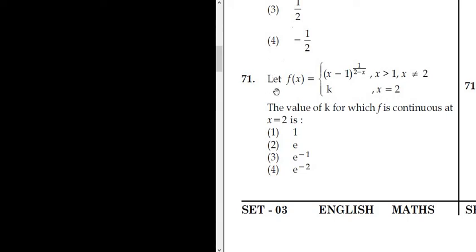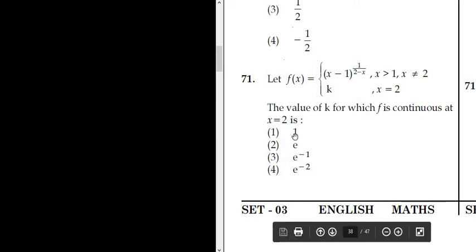This is a problem from the JEE online exam 2018, number 71. So we have this piecewise function, and it says the value of k for which f is continuous at x equals 2 is, and then we have a couple choices.